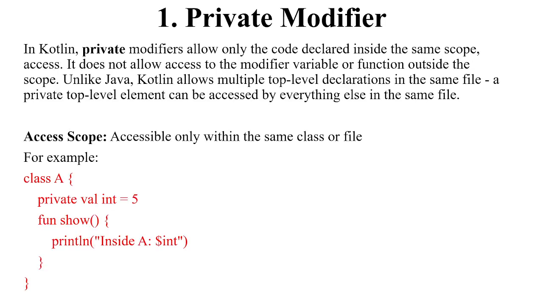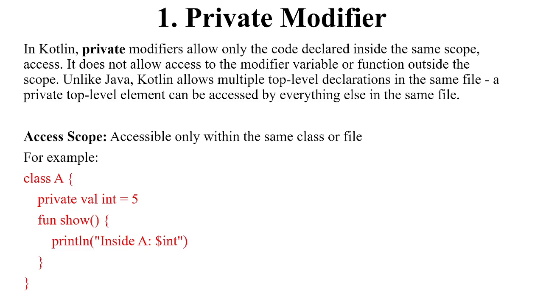In private modifiers, the code declared inside the same class only will be accessed. It does not allow access to the modified variable or function outside of the class.